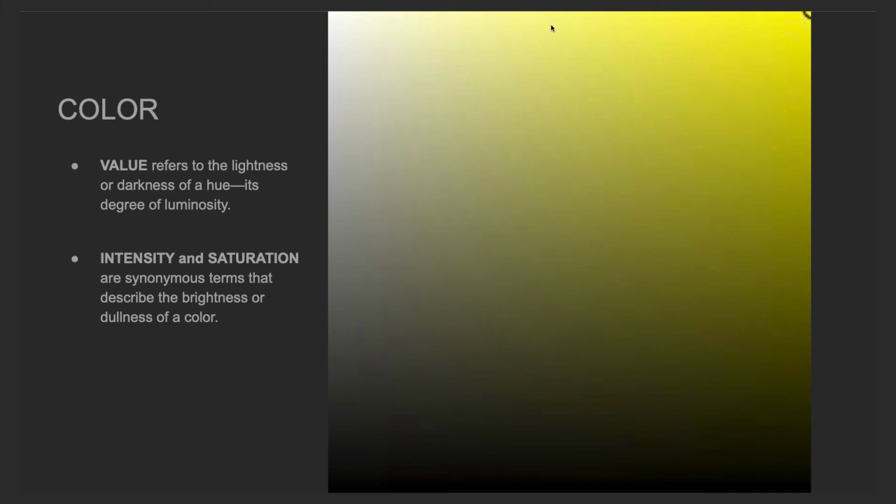This area is halfway between yellow and white. Right in the center is sort of a grayish yellow. Over here is a highly saturated yellow-gray. This is value. This is saturation.